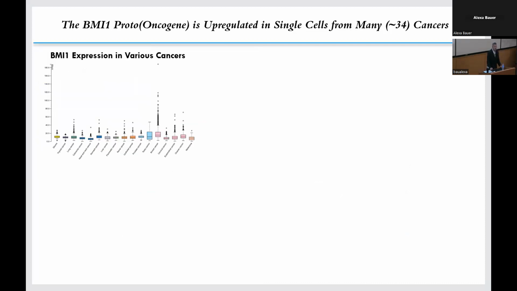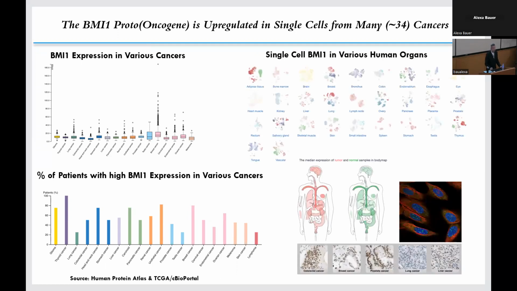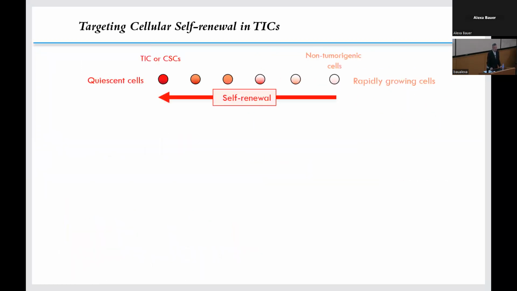Now, why study it in cancer? The answer is obvious. It's involved in more than 34 different cancer types. See cBioPortal data shown here that it is a proto-oncogene, highly expressed, not just in specific types, but a very large percentage of patients within each tumor type have high BMI1 expression. If you look at single cell data from each tissue type, it is involved in many of these different sites, has a nucleolar type of expression by IHC, and is upregulated in many tumor types.